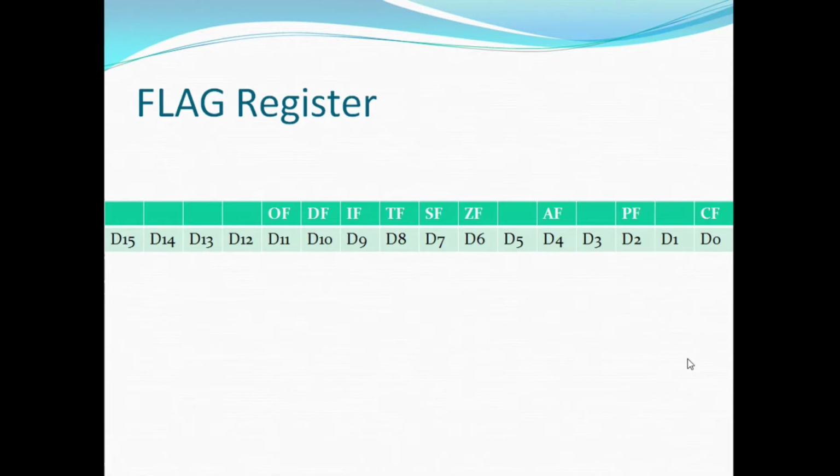The format of the flag register is like the screen. As you are watching, there are CF, that means carry flag, PF means parity flag, AF means auxiliary carry flag, ZF means zero flag, SF means sign flag, TF means trap flag, IF means interrupt flag, DF means direction flag, OF means overflow flag.